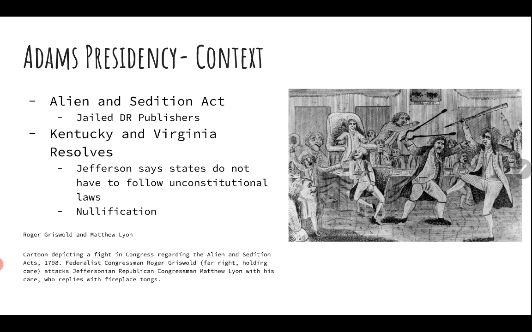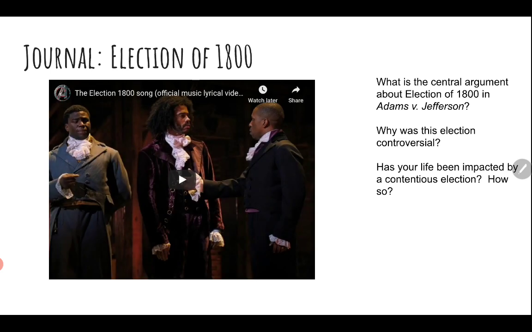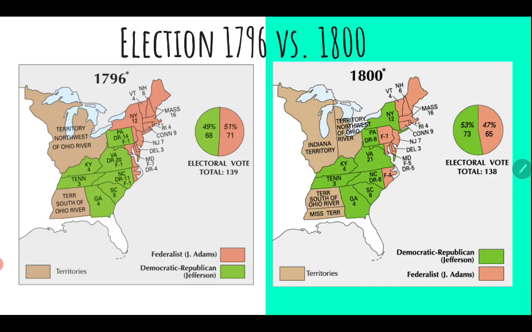This is a Republican, Matthew Lyon, with the fireplace tongs, and I think Griswold attacked with his cane. So anyway, he's a Federalist. Things are getting bad. We don't have to watch Hamilton, but if you wanted to, the election of 1800 is considered a revolution of 1800.